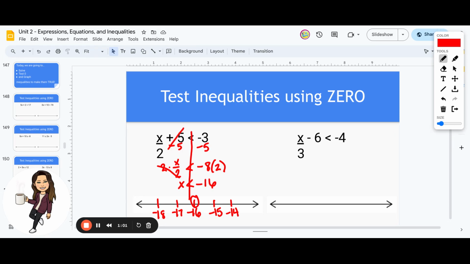Now we're going to test 0. All right, so 0, same process here. If we plug in a 0 right there, 0 divided by anything is just 0. So then we're left with 5 is less than negative 3. That is not true. So 0 does not work. So we're shading away from 0. And 0 would be over here. So we're going to shade to the left of negative 16. And again, that matches, this arrowhead matches with the less than symbol.